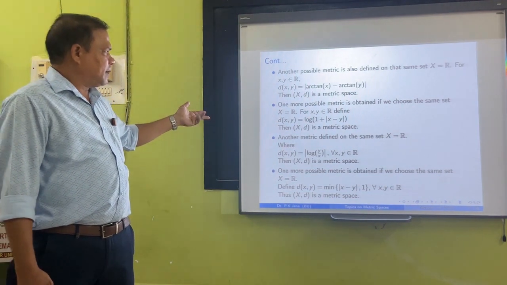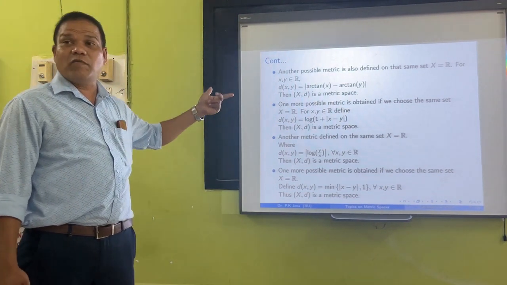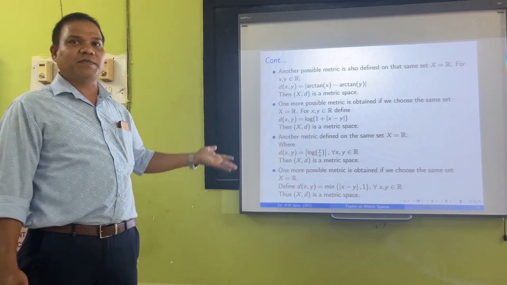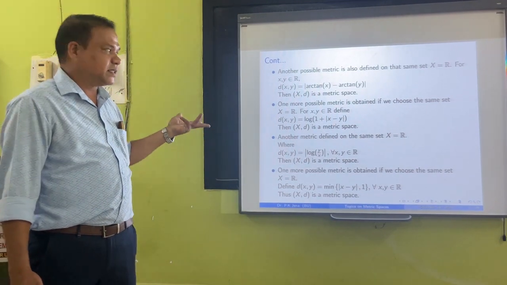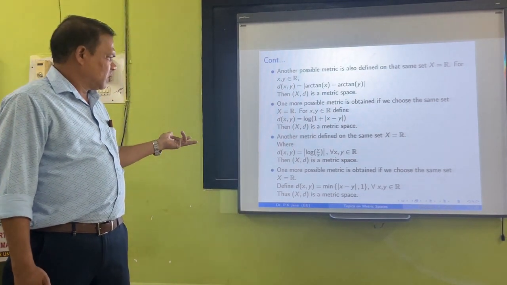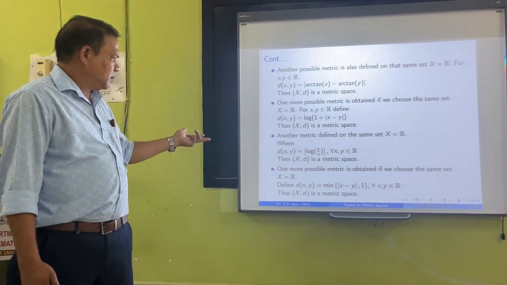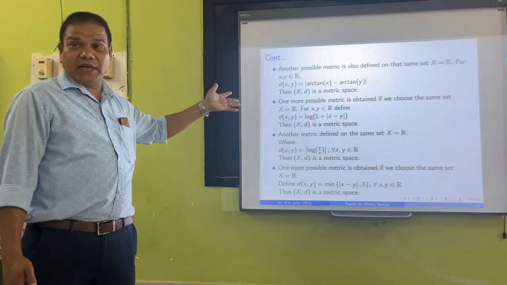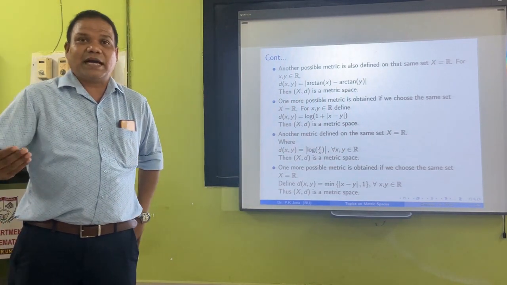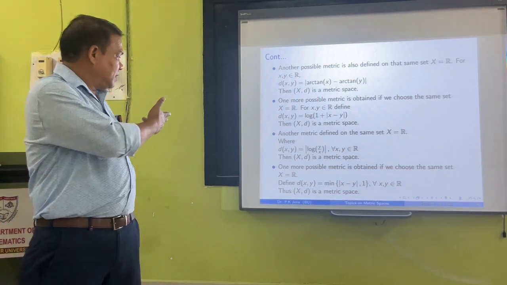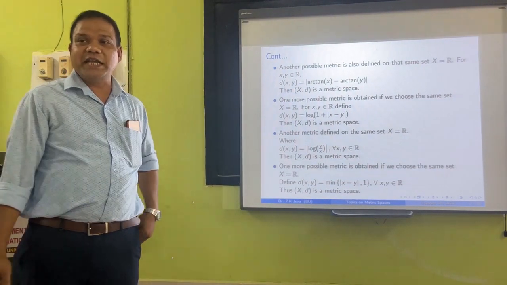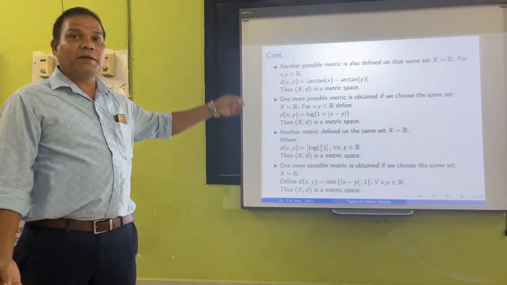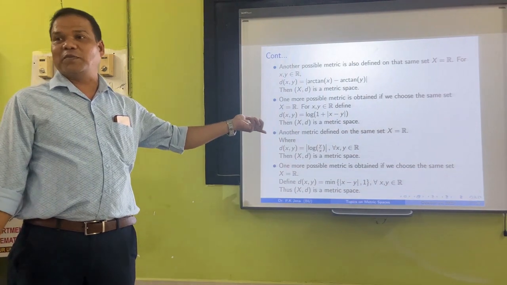The next one we have defined is d(x,y) equals the modulus of log of y by x. It is also a metric on R. You can easily check it. Coming to the most beautiful property, we will discuss next how it comes about. I have written d(x,y) equals the minimum of d and 1, where d is the usual metric, the modulus of x minus y.